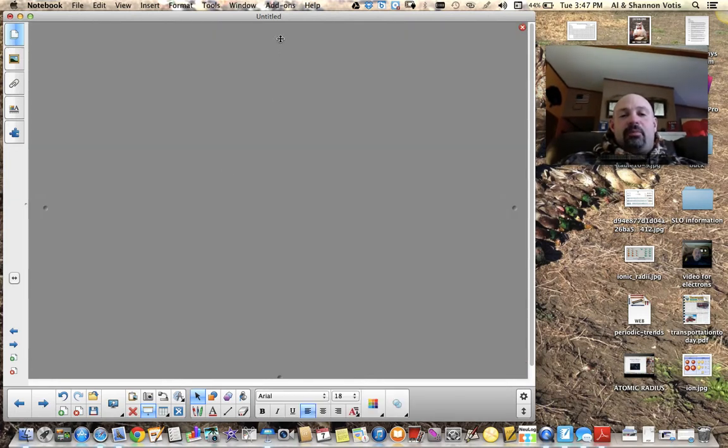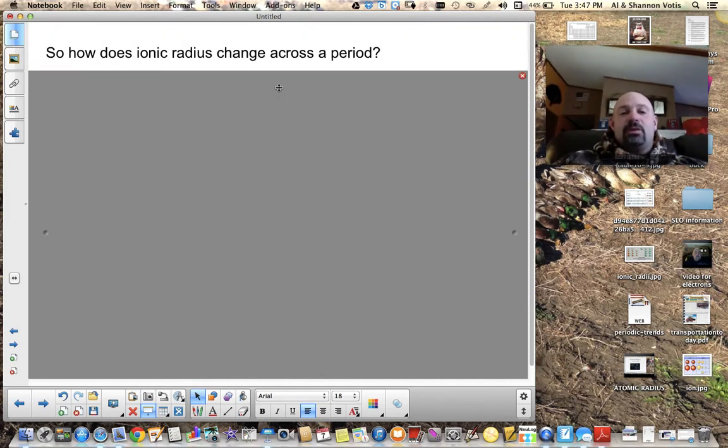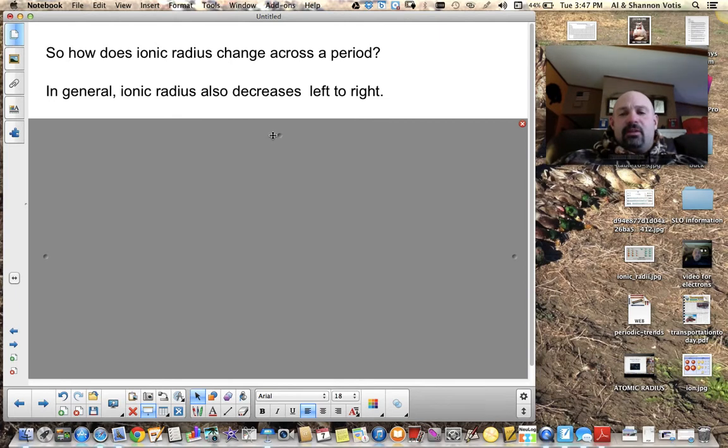Okay, now we've got a pretty good handle on what ions are and what ion sizes are compared to atom sizes. Now what about the trends? How does ionic radius change going across a period and down a group? We're going to start with across a period. In general, ionic radius is going to decrease left to right. Why is that? It's basically the same thing we saw for atomic radius. We have more protons in the nucleus, so we're pulling those electrons that are in the atom closer together.